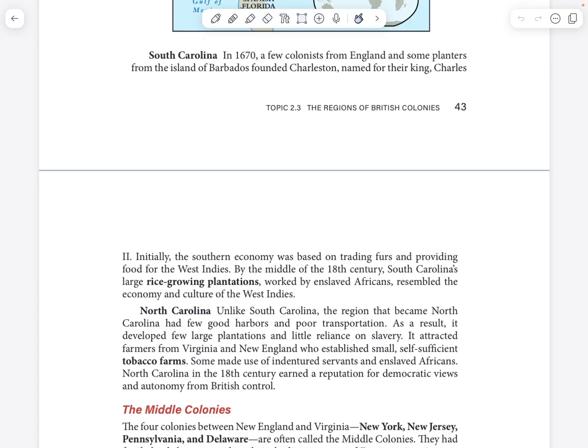North Carolina. Unlike South Carolina, the region that became North Carolina had few good harbors and little port transportation. As a result, it developed few large plantations and little reliance on slavery. It attracted farmers from Virginia and New England who established small, self-sufficient tobacco farms. Some made use of indentured servants and enslaved Africans. North Carolina in the 18th century earned a reputation for democratic views and autonomy from British control.